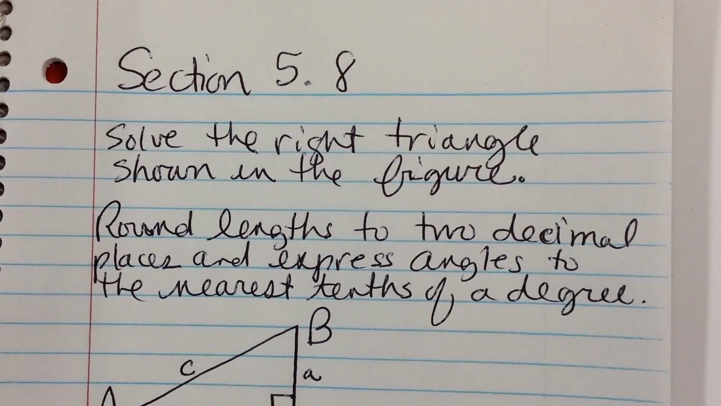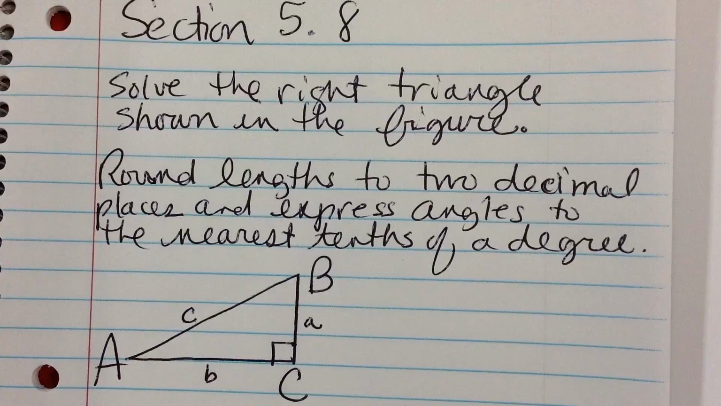Section 5.8. Solve the right triangle shown in the figure. Round lengths to 2 decimal places and express angles to the nearest tenth of a degree. In this figure, we have a right triangle.